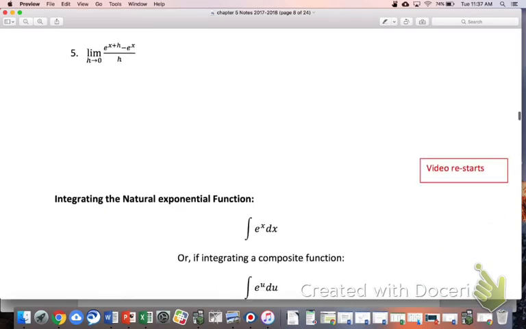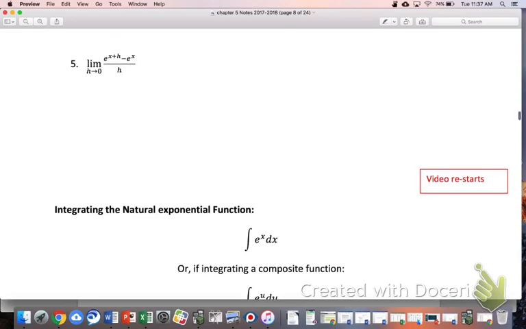Number 5. Number 5 is an interesting one. I'd say probably for number 5, we should have some instructions along with that. Instructions really probably should say evaluate. Evaluate. So anyway, what do you guys think?